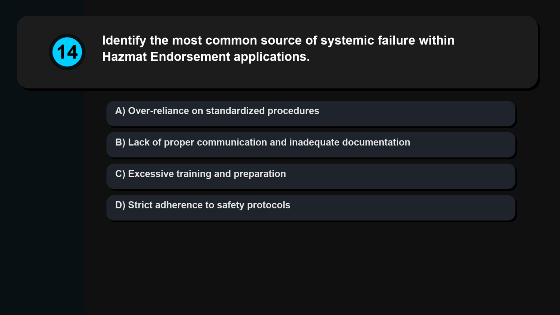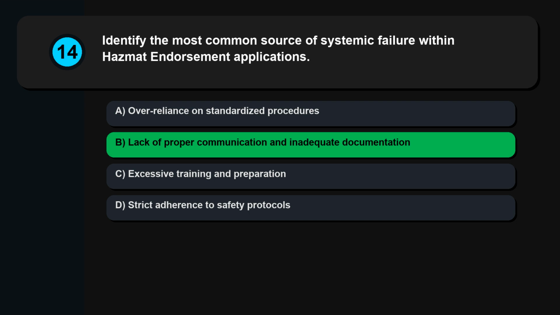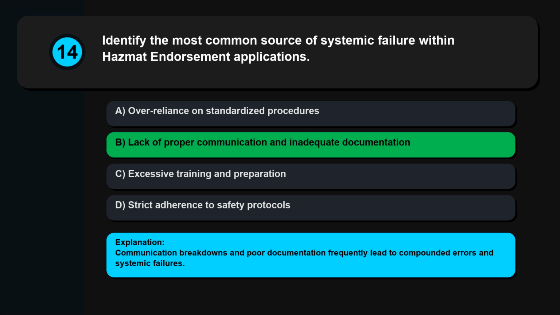Question 14. Identify the most common source of systemic failure within Hazmat endorsement applications. Over-reliance on standardized procedures, lack of proper communication and inadequate documentation, excessive training and preparation, strict adherence to safety protocols. Communication breakdowns and poor documentation frequently lead to compounded errors and systemic failures.